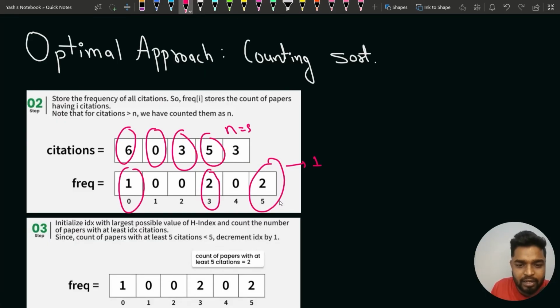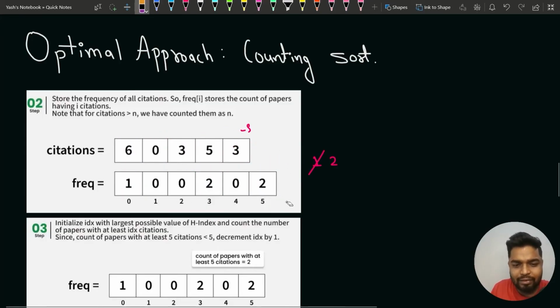Okay, then you have got 5, update it at the last index. So the frequency of the last index becomes 2 here, because at the last index you're storing the papers 5 and 6, so 2 papers are getting stored, because 2 papers are there which have citations 5 or more. Okay, then 3 is there, so update it. So that's how the frequency array gets updated. Now after that, we'll iterate from the backside.